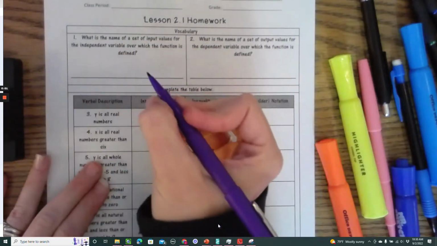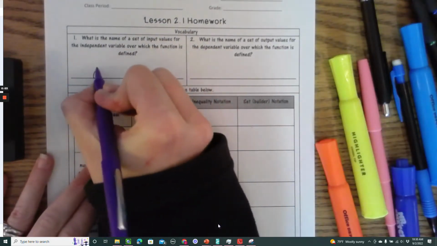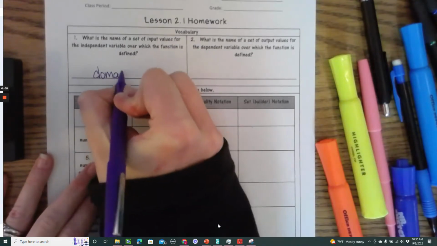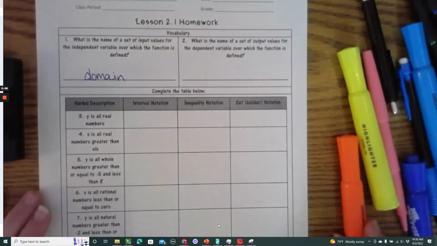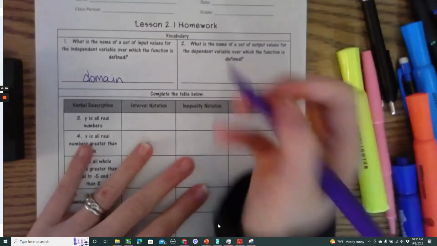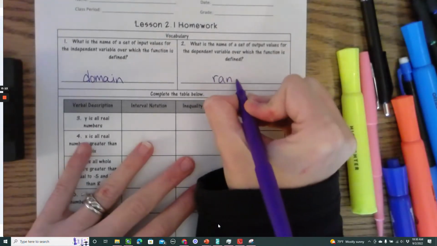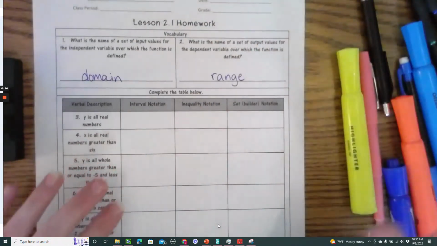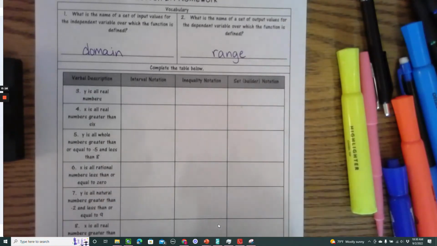All right, so this is lesson 2.1 homework. So the input is the domain. What's the name of a set of output values? Range. Domain is the X, range is the Y. All right, so what we're doing, this isn't even finding the domain and range, this is just how we write it. That's all we're practicing today is how we write it.